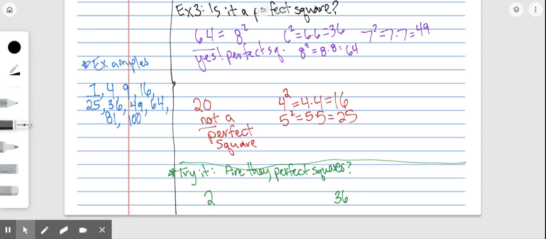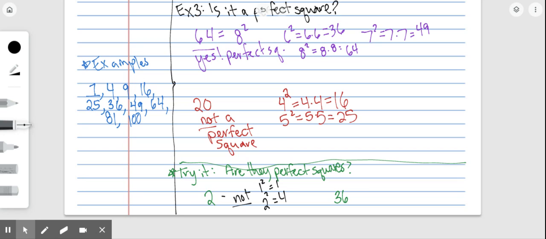All right, you should have paused and you should be back by now. 2 is not a perfect square, and that's because 1 squared is 1, and 2 squared is 4. So since 2 is in between 1 and 4, I know that it's not a perfect square.